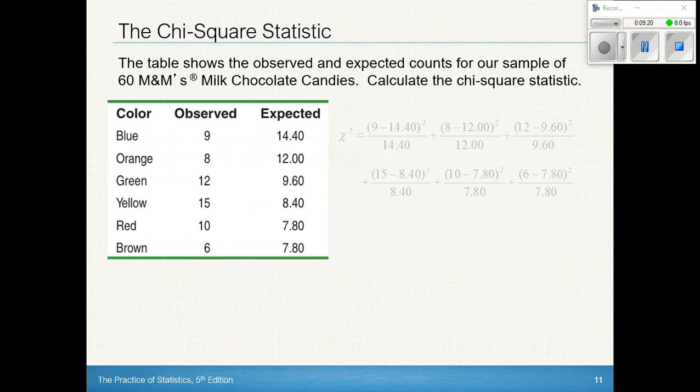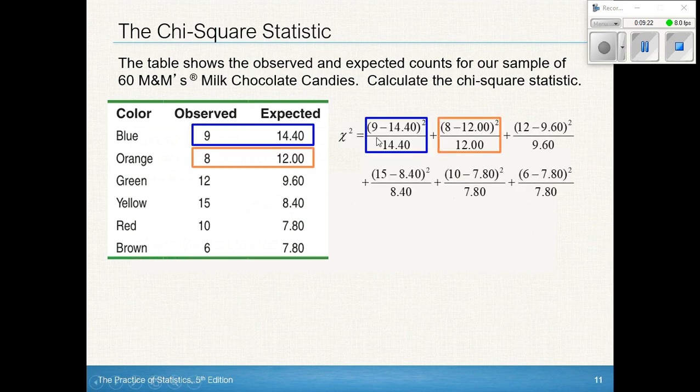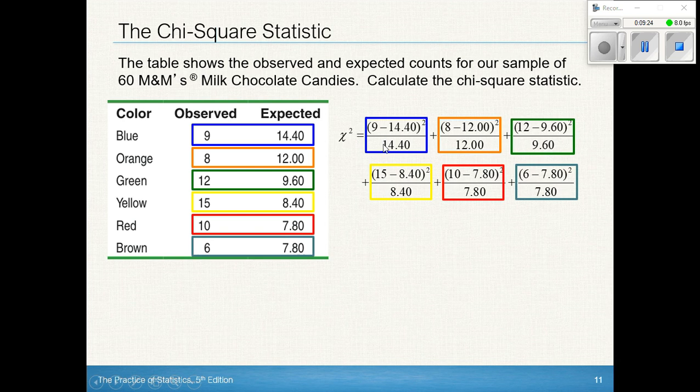So let's look at this in table form. You can see each of these numbers here that are color-coded according to the color of M&M. So the blue is observed, that's 9, minus expected, 14.4, squared, divided by expected. 8 minus 12 squared, divided by 12. 12 minus 9.6 squared, divided by 9.6, and so on and so forth. This would be easily done in my calculator using my lists. I'll go through a function as well.